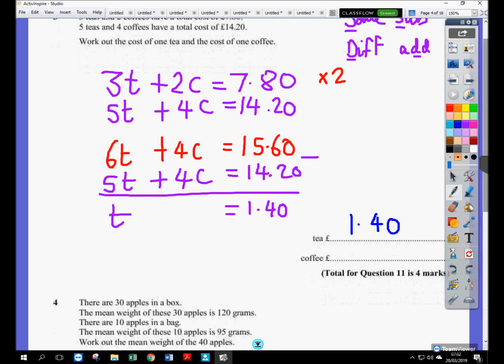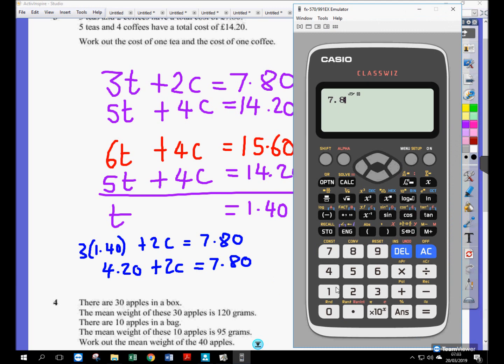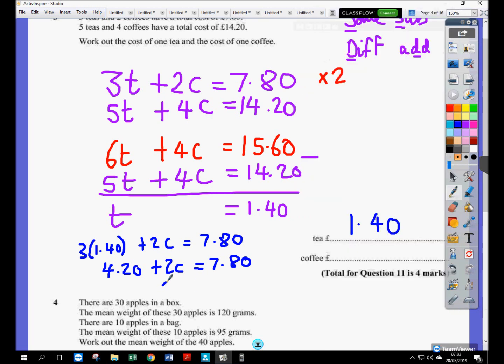Then what you do is you substitute this into one of the original equations. So we choose the top one. We have 3 times £1.40, plus 2 coffees is equal to £7.80. So 3 times £1.40 is £4.20. £4.20 plus 2 coffees is equal to £7.80. So just do a little bit of rearranging now. So it's £7.80 minus £4.20. That will work out 2 coffees. So £7.80 minus £4.20, so £3.60 for 2 coffees. If you divide that by 2, you get £1.80 for a single coffee.